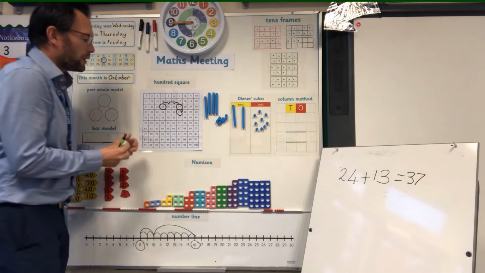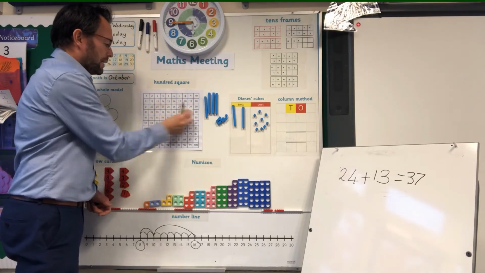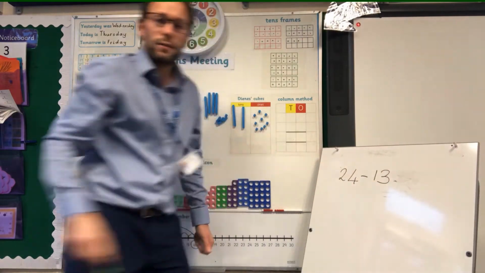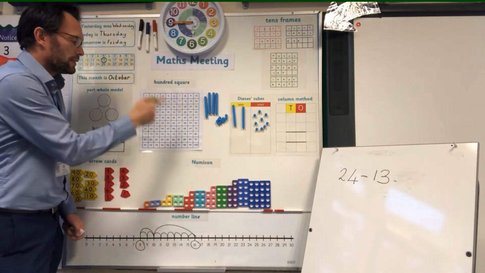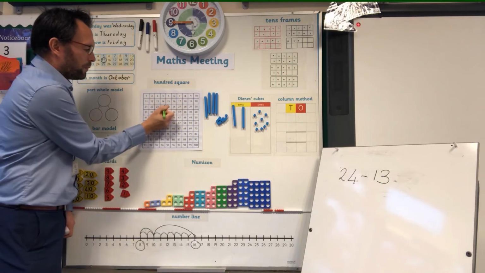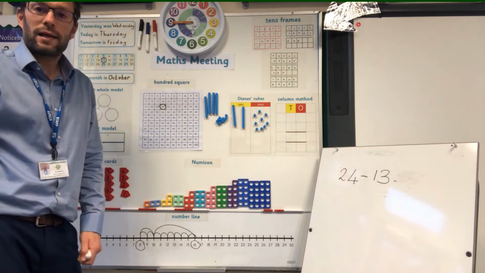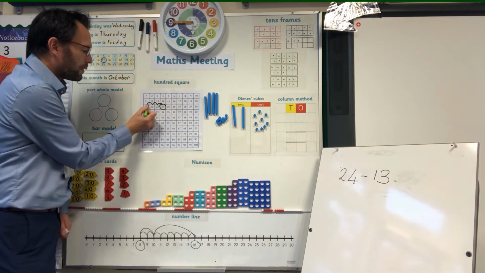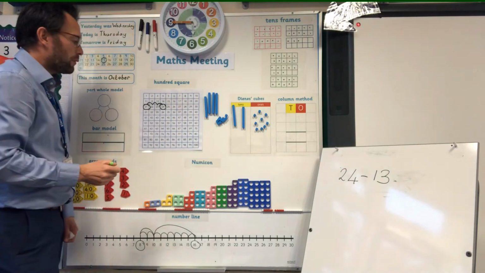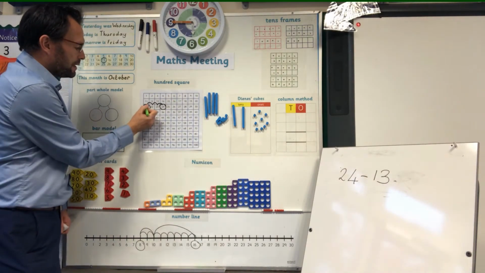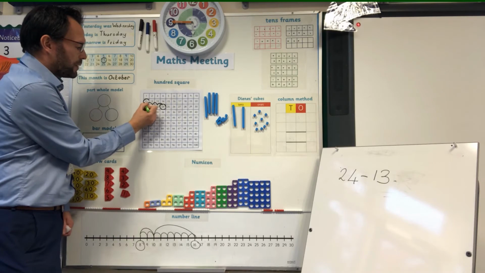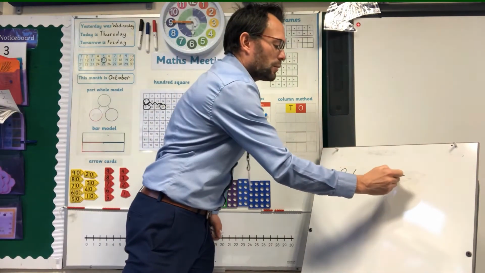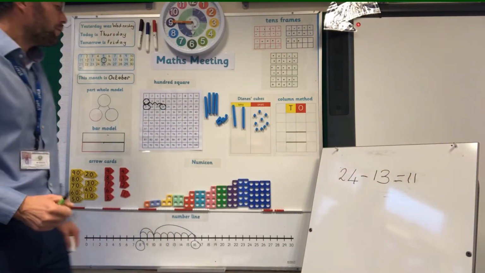We could also use the 100 square to subtract. So let's try and change this to 24 take away 13. And we would solve this in a similar way. Let's start by finding 24 on our 100 square. Let's count back 3, count back in 1s, 1, 2, 3, and we have landed on 21. And now we're going to count back in 10s, and we have got 1 10, so we'll count back, jumping up 1 jump of 10, landing on 11. So 24 take away 13 is 11.